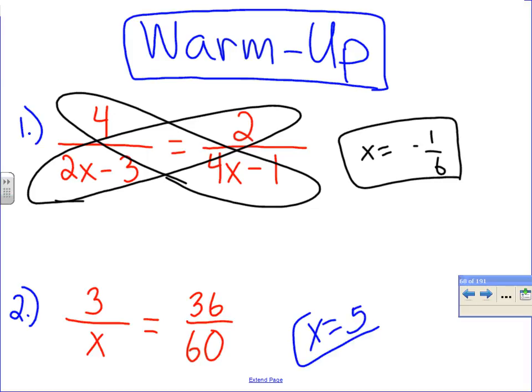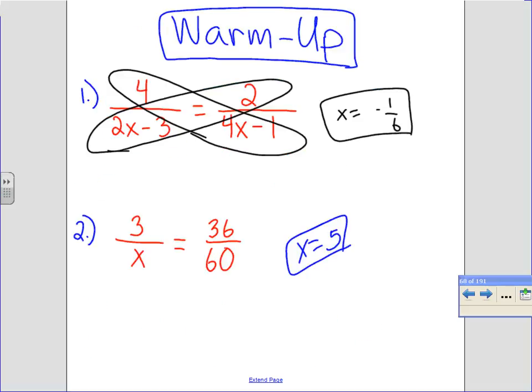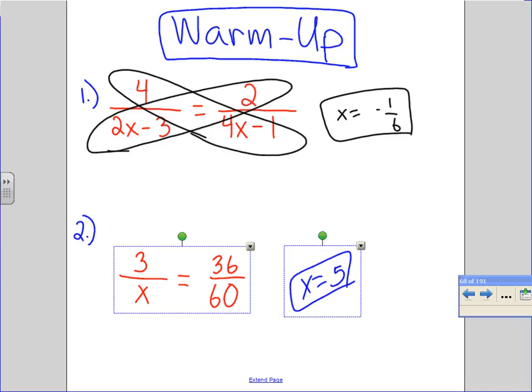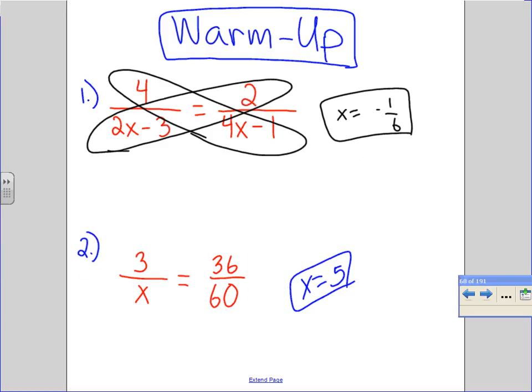Before we go over the second warm-up, questions on either one of those? Annalise? Same thing. It's just the decimal. You're good. Same thing. Yeah, it's the same thing. Anyone else? Questions on 1 or 2?